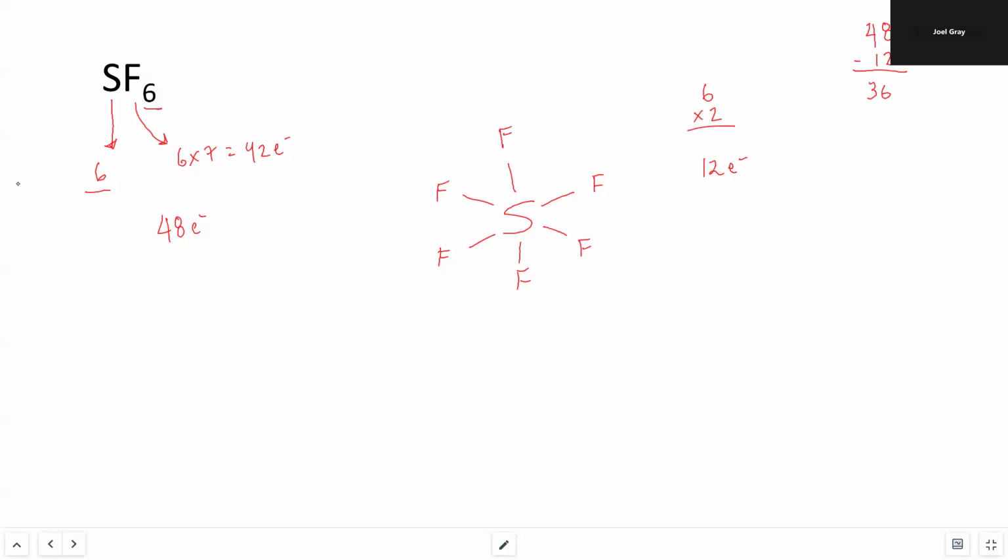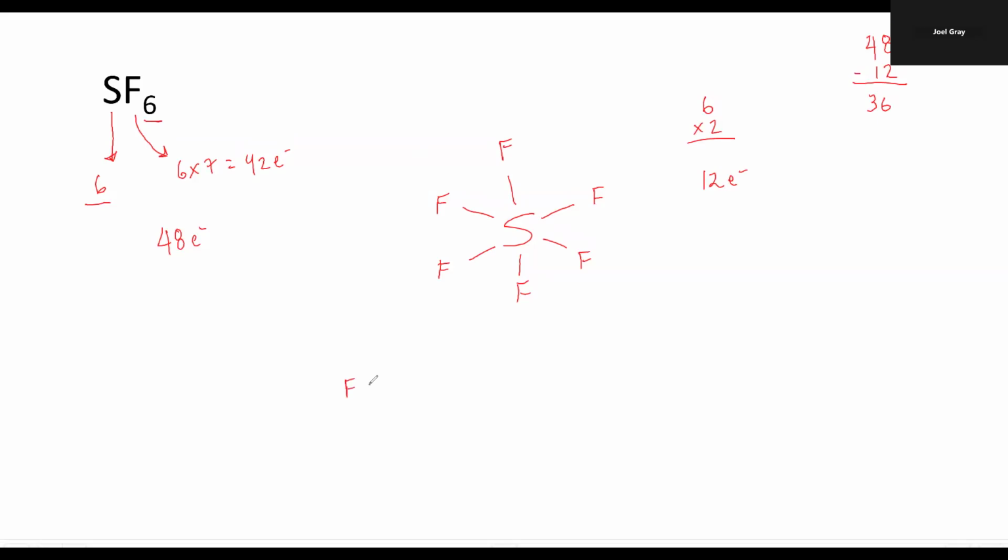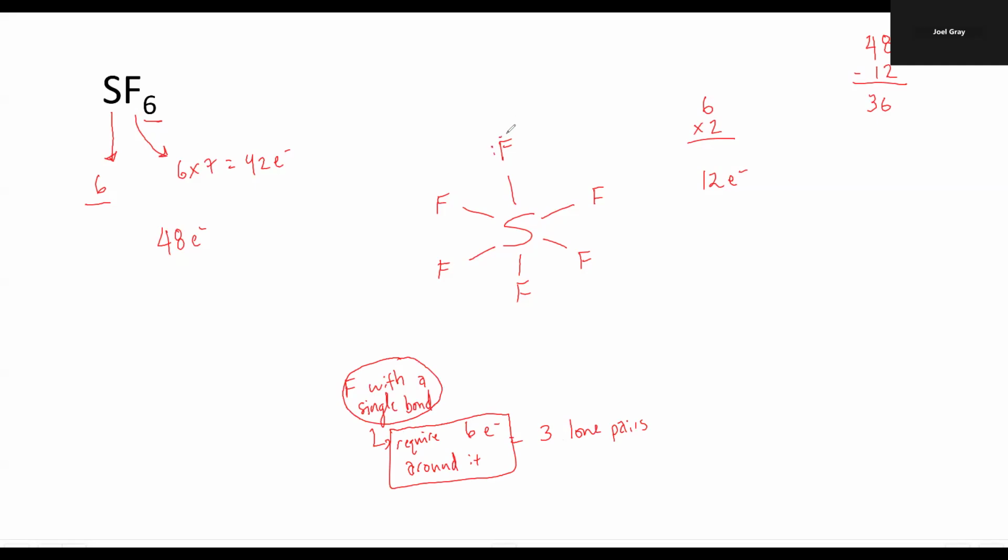Now, it might be helpful for you to think: anytime I see a fluorine with a single bond, fluorine with a single bond will require 6 electrons around it. Another way, how could I translate that, instead of saying 6 electrons, to talk about lone pairs of electrons? Perfect. Yeah, I can say that this is the same as 3 lone pairs. So a fluorine with a single bond is going to have 3 lone pairs of electrons.